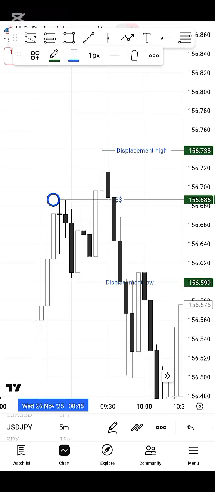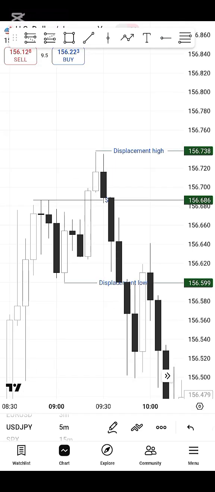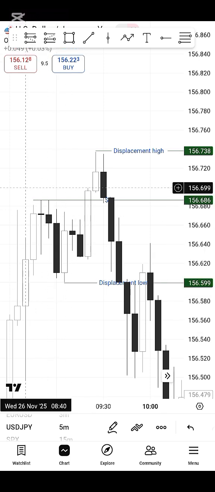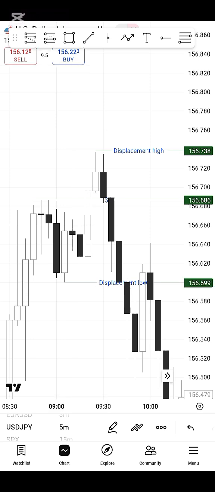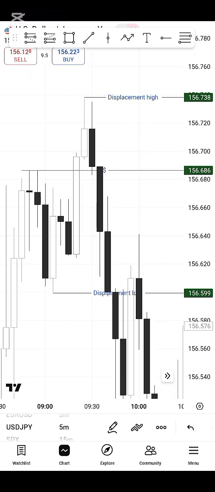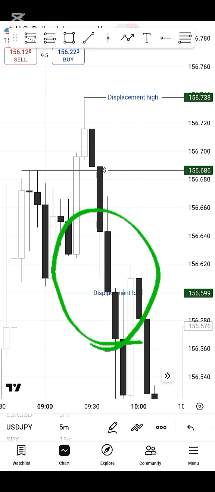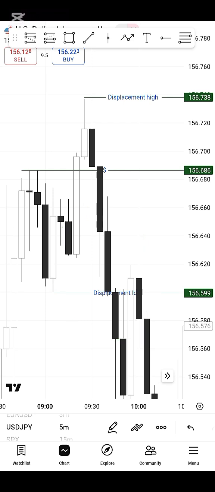Now as you can see, there was a quick displacement to the downside after the market took out this particular high. It immediately shifted lower to the downside. Note, look at the body, look at how the candle closes. It was very thick. So I will show you guys the wrong one and the right one. So this is the right one. After this one, we'll go back to the wrong market structure that you should avoid by all means.